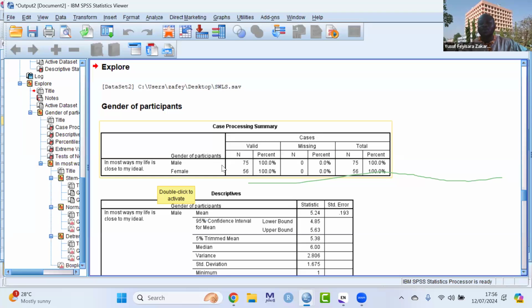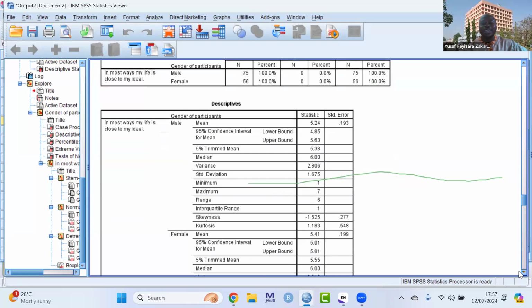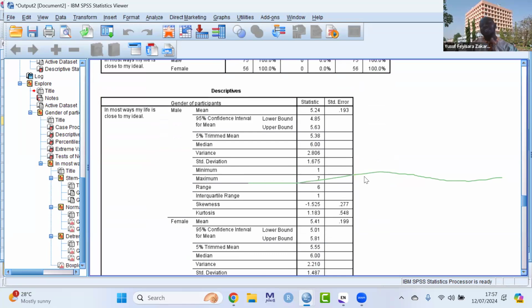So male students who fill this questionnaire and fill this item, there are 75, and female, there were 56 in there. That is good. Now look at something here. Instead of having mean, standard deviation, and all these descriptive statistics for all of them, we now have it for male alone and for female alone.